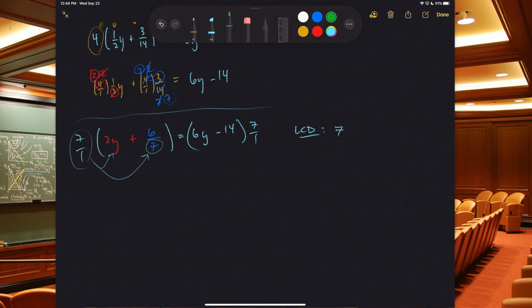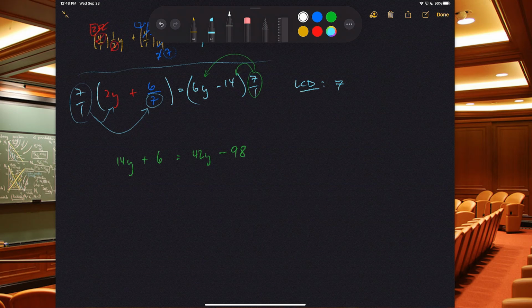7 times 2y, 14y. 7 over 1 times 6 over 7. Again, the 7s are going to cancel here. We're just left with 6 over 1. And then here, we don't need to worry about any fractions, so we can just distribute the 7 into the bracket. So 7 times 6y is 42y. 7 times a negative 14 is what? Negative 98. And then we can solve from here.